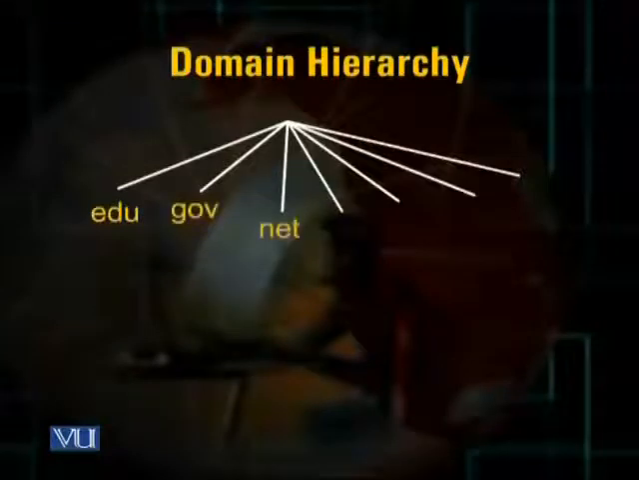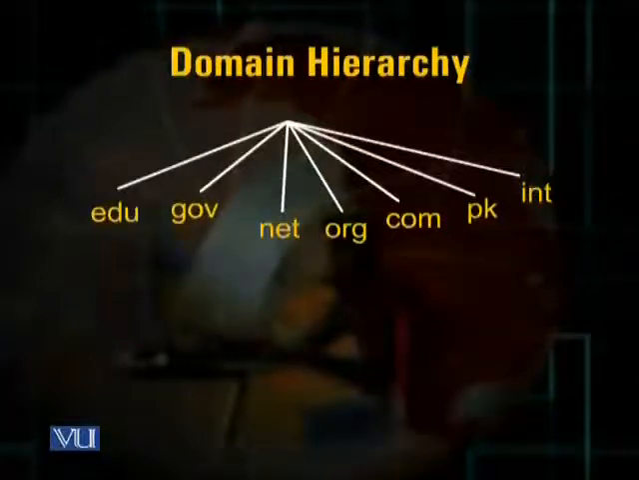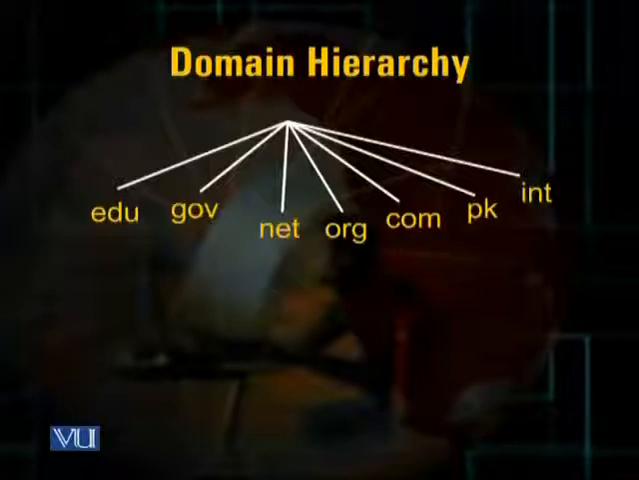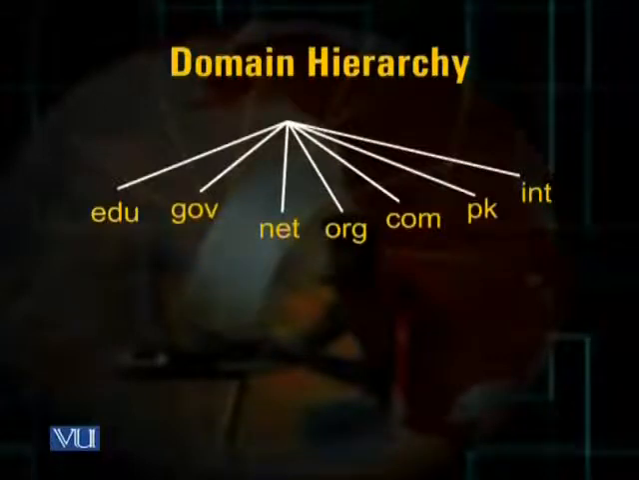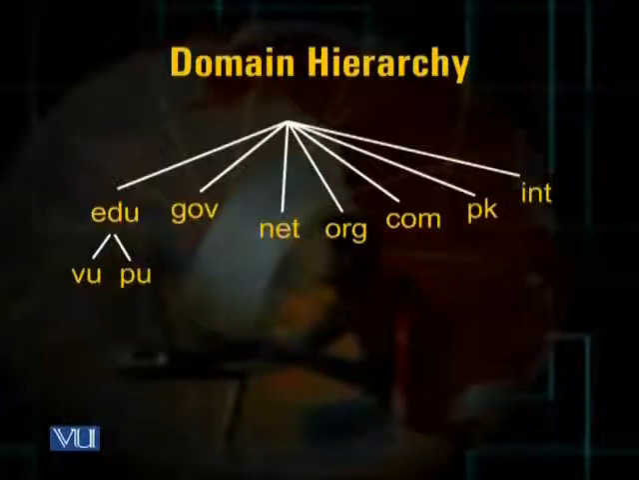The domain name system basically works in a hierarchy. As the slide before you shows, this hierarchy is viewed as a tree. At the top you see there is a node, and there are 7 branches issued from this node. First branch edu, then gov, then net, then org, then com, then pk. And then you can see that the node edu has issued 2 further branches. One is vu and the other is pu in this particular example.